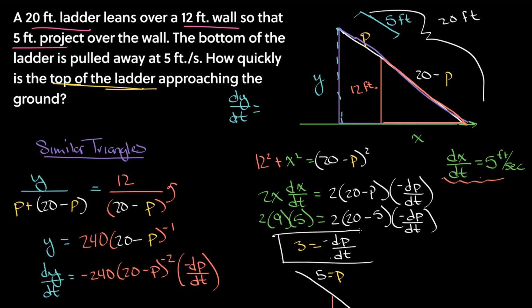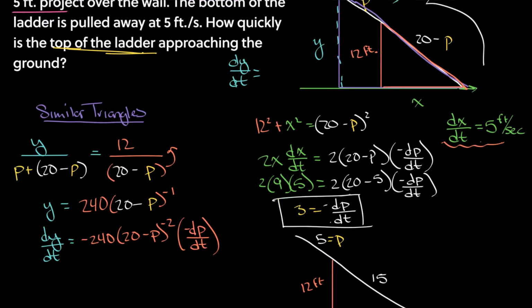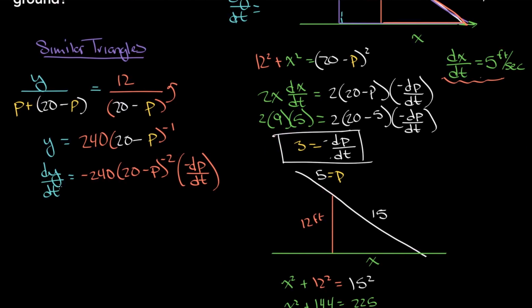We can highlight that. And now I think we have everything that we need to solve for what we want, dy/dt. So this is equal to, we'll put it in blue, negative 240 times 20 minus p, and what did we say p was? p was 5, to the negative 2 power, and we found negative dp/dt to be 3. So this is 3. And all of this is dy/dt.